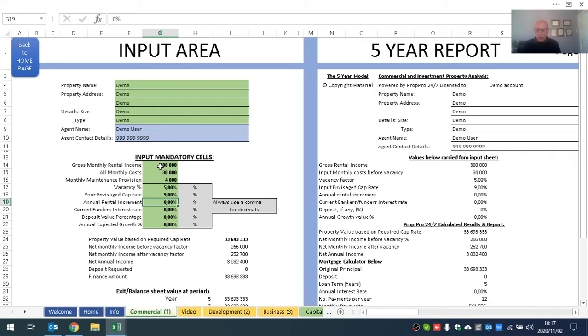Annual rental increment, let's say 6%. Current funders interest rate, let's choose 9%. I missed that one, 9%. Deposit value percentage, let's say a prospective buyer would like to put 40% down, and annual expected growth, let's choose a conservative 4%.